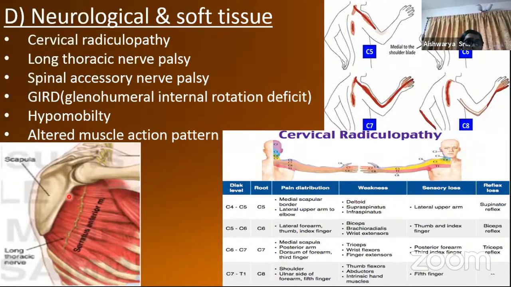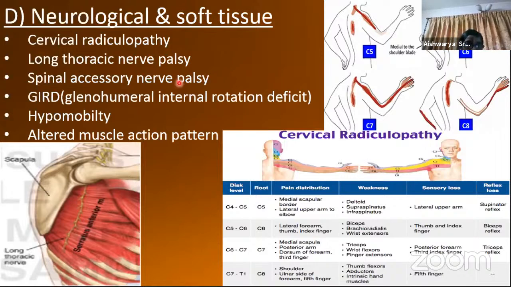The next one is a long thoracic nerve palsy. Now the serratus anterior nerve supply is the long thoracic nerve. Now when that gets palsied or paralyzed, the serratus anterior also gets paralyzed, and therefore the serratus anterior cannot control the internal rotation of the scapula, thereby causing excessive internal rotation and causing a winging of the scapula.